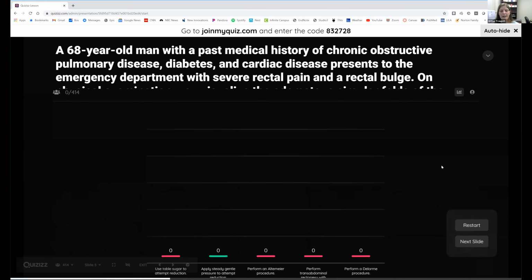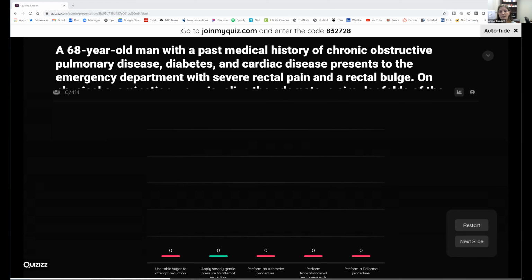Okay, so the correct answer is to apply steady, gentle pressure to attempt reduction. What you should recognize from this question is the circular folds represent a full thickness rectal prolapse. And patients will have severe pain when they have a prolapse in many cases.